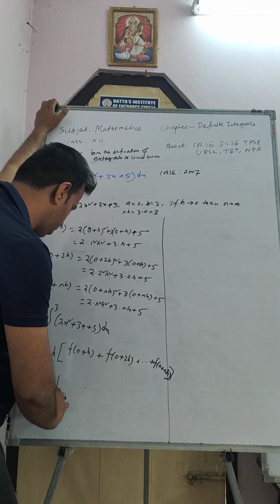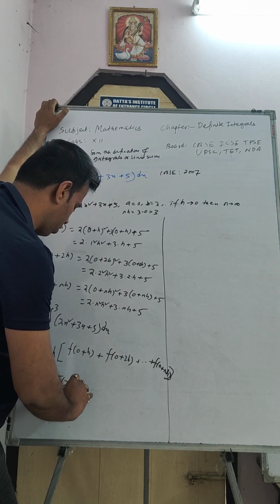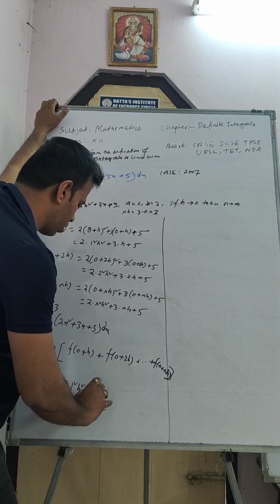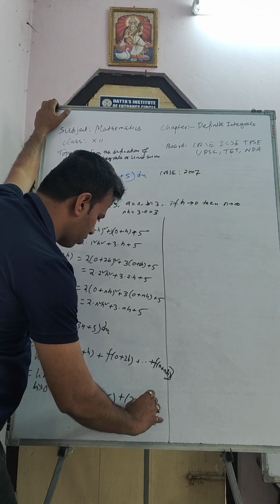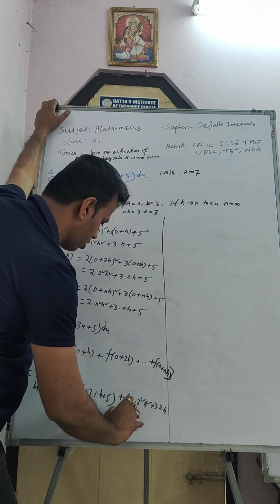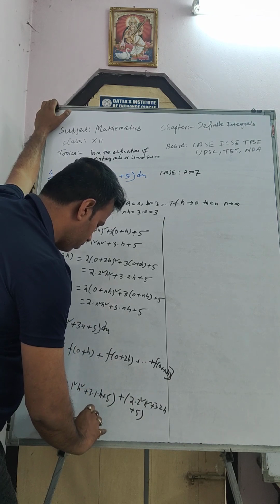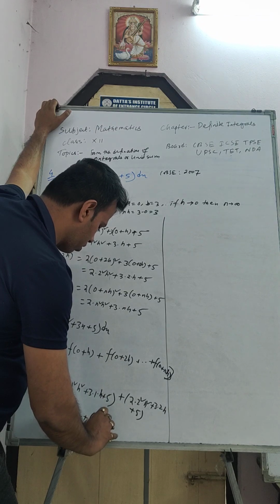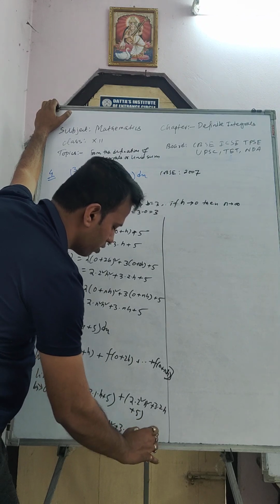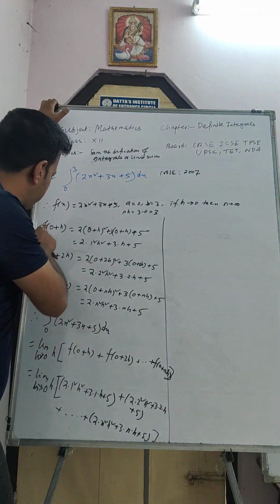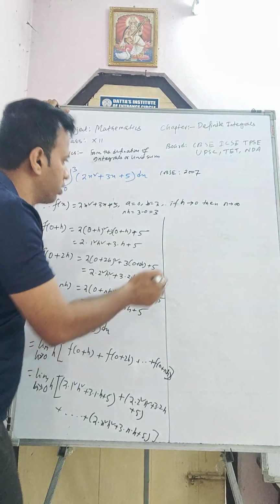What will it become? It will become something like that: 2 into 1 square h square plus 3 into 1 into h plus 5, plus 2 into 2 square h square plus 3 into 2 into h plus 5, plus dot dot dot, plus 2 into n square into h square plus 3 into n into h plus 5. Okay, I just put the value of f of 0 plus h, f of 0 plus 2h, f of 0 plus nh. I just put these values here.